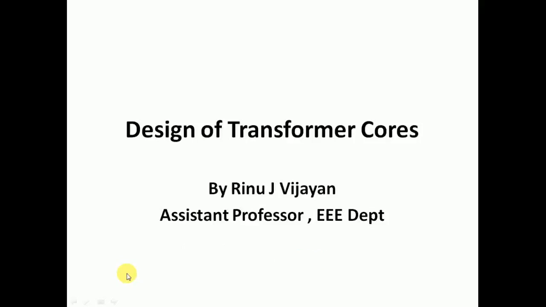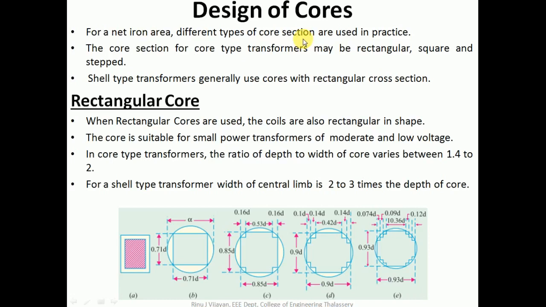Good morning all. Today we are going to study the design of transformer core. In the last session we studied the derivation of output equations of both single phase transformer as well as three phase transformer. Different types of core sections are used in practice. In the case of a shell type transformer, the cores used are generally of rectangular cross section, whereas in the case of core type transformers, the core section will be either rectangular, square or stepped.